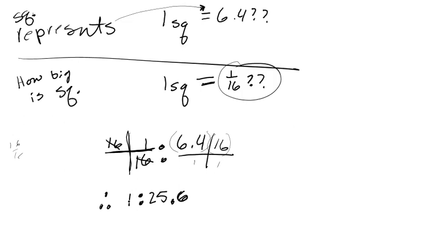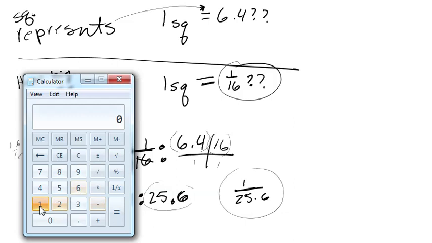For every 1 unit of measurement on the map, it represents 25.6 in real life. And we could write that as a fraction, 1/25.6. Yes, I know your math teacher's having an aneurysm right now, but hey, guess what? In physics, that's okay. If you really want to get picky, you can do this. If that just is too much for you to handle, 1 divided by 25.6, I'd say 0.4.